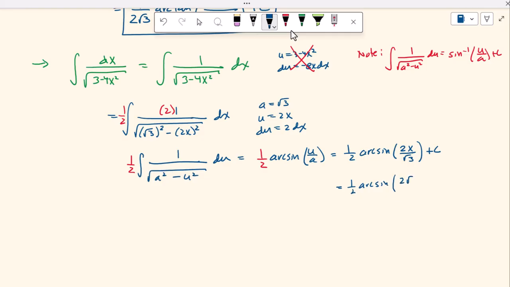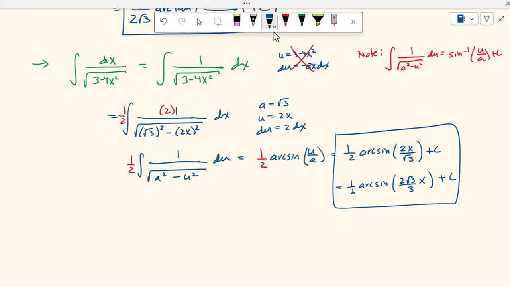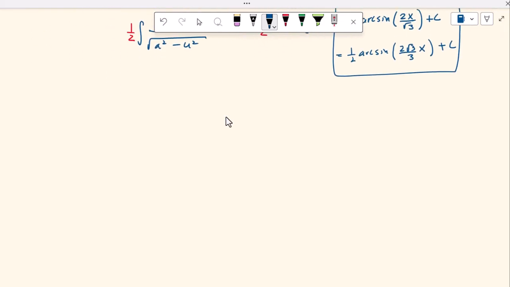So that would look like 2 root 3 over 3 times x plus c. So either one of these would be correct. So again, find the form that it fits. And usually what I do is I look at, is there a square root? If there's not a square root, I know right away that it's probably an arctan if it's anything. And then if it's a squared minus u squared, it'll be arc sine. If it's u squared minus a squared, it'll be arc secant.